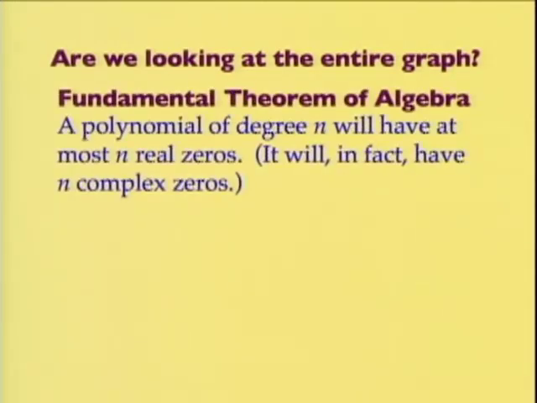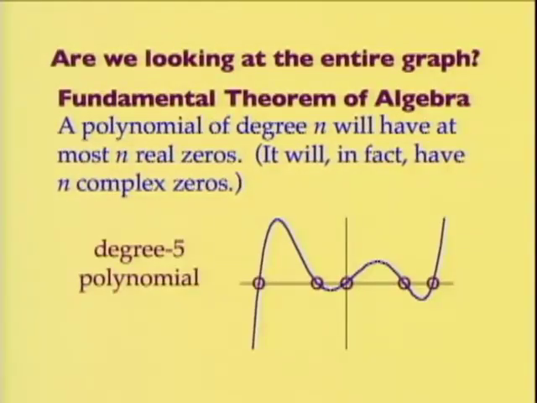The first little trick that we can keep our eyes open for is what's called the fundamental theorem of algebra, which just says that a polynomial of degree n will have at most n real zeros. And if you want to get technical about it, it will have n complex zeros, but we're worried most about those that will appear on our calculator. So here's the degree 5 polynomial, and sure enough, if you'll notice, it hits the x-axis. These are the zeros that I've circled 5 times, right?